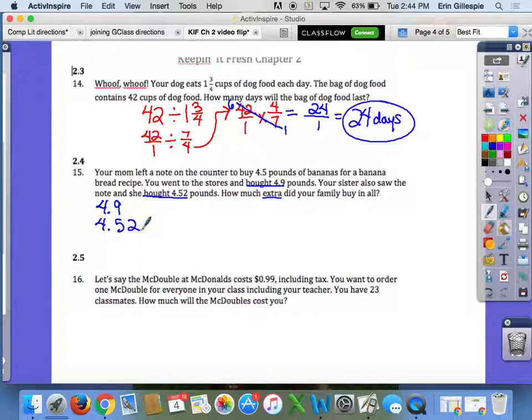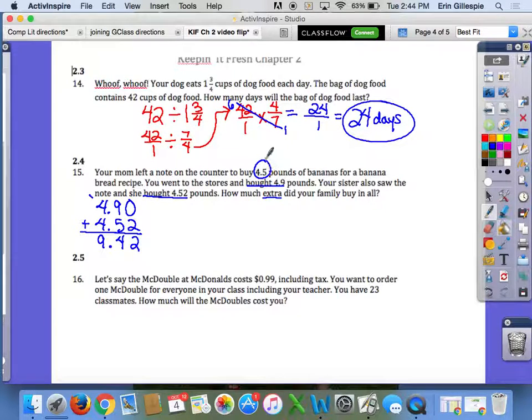So remember, the key to adding is to line up the decimals. If we have spots that don't have a number in them, we fill those in with a 0. And then we add like normal. 0 plus 2 is 2. 9 plus 5 is 14. We carry the 1. 1 plus 4 is 5, plus 4 is 9. The decimal just drops down into the same spot. So we bought 9.42 pounds of bananas.